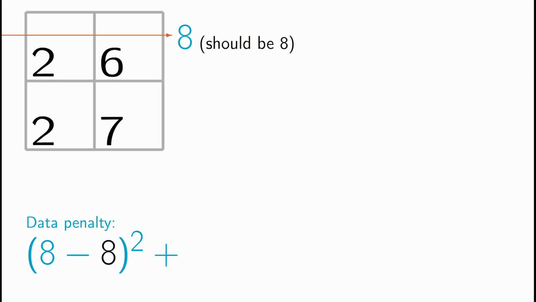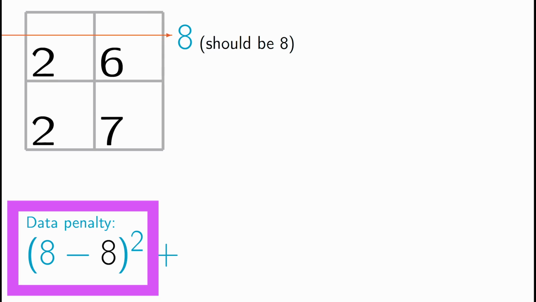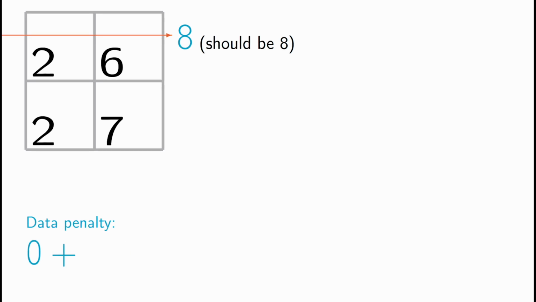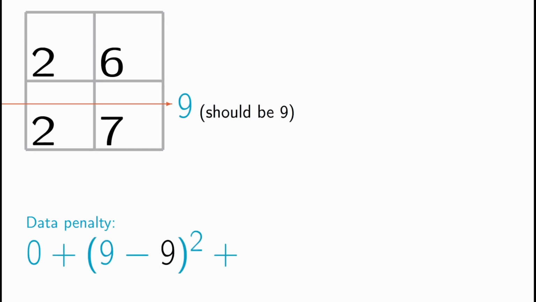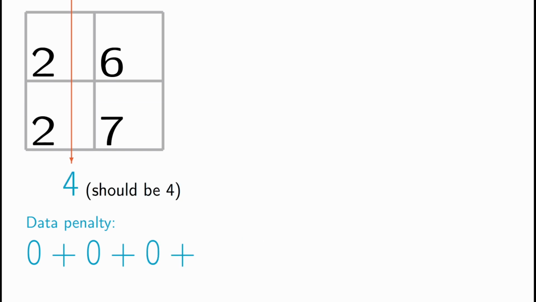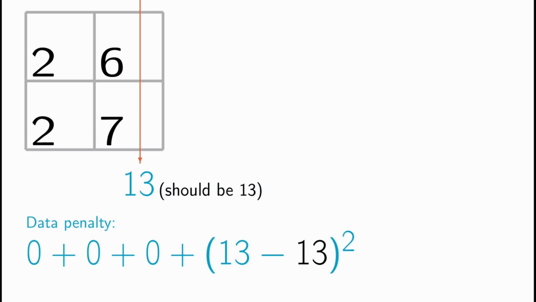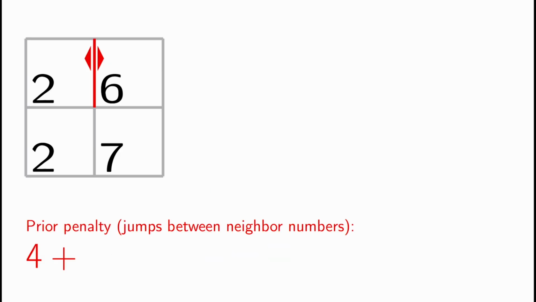Let's compute the data penalty for the true target. Calculate the first X-ray measurement. The result is 8, shown in blue. Subtract the original measurement and square the result. We get 0. Calculate the second row sum. Subtract and square. In this case there are no differences, so we get 0 data penalty.